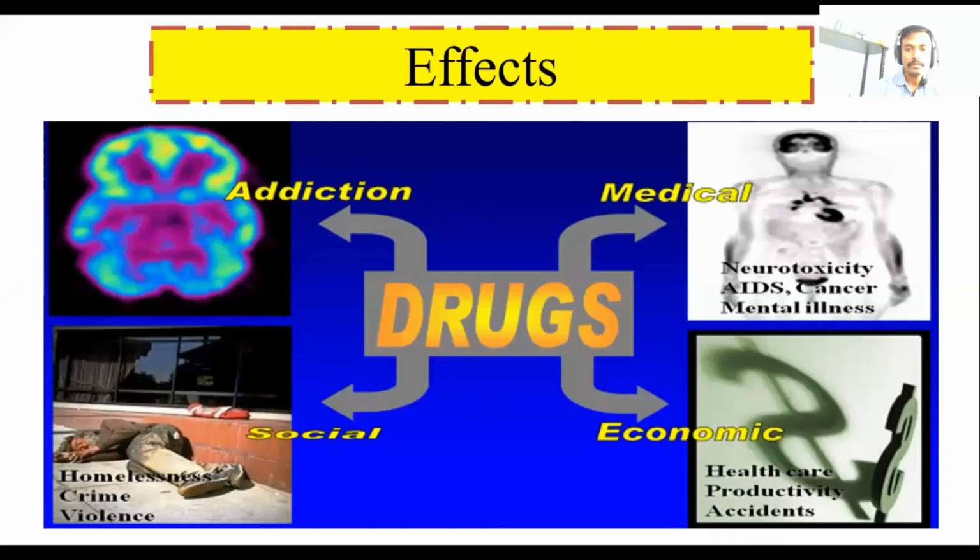Look at these effects in this poster: addiction, brain, physiological addiction; medical, AIDS, cancer, and other diseases. Social, look at this: a person uses drugs and disturbs the street and people in the society. And economic: healthcare, productivity, and accidents, etc.